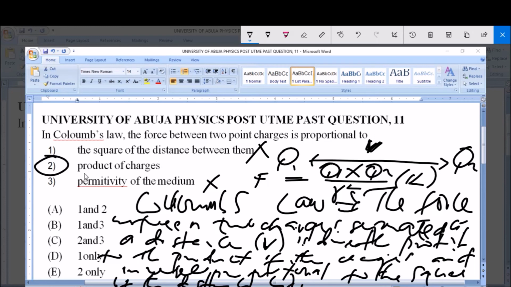Now, the question says which of the following is correct. A says 1 and 2, this is not correct. 1 and 3, no. 2 and 3, no. 1 only, no. But E says 2 only, and I said 2 only is the correct option. That's E.